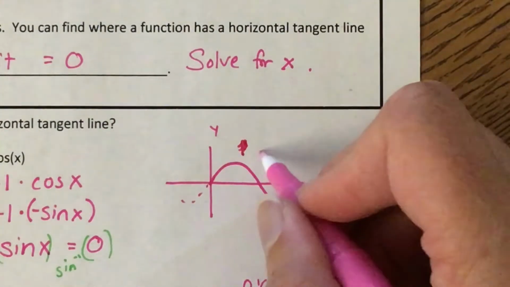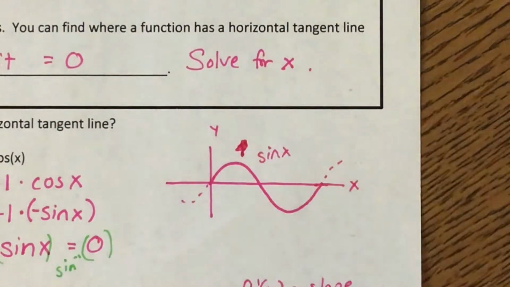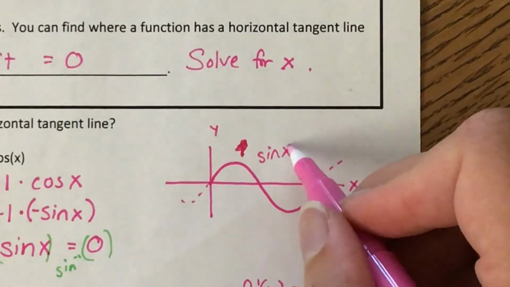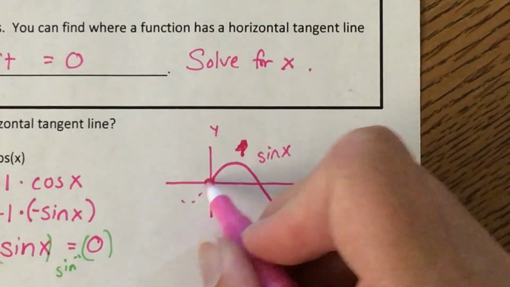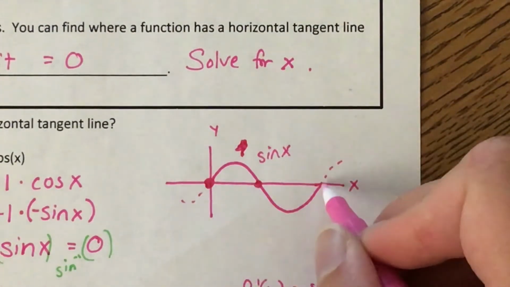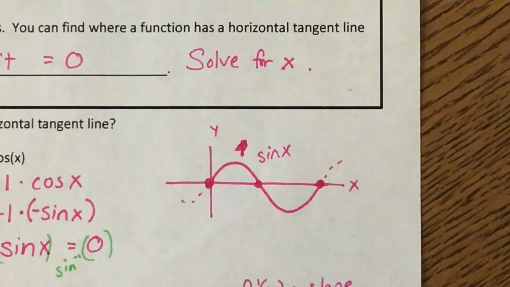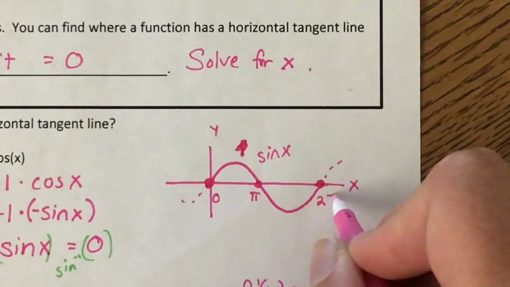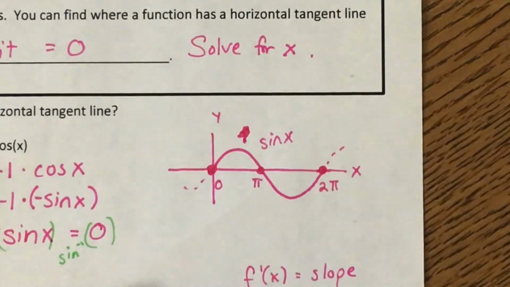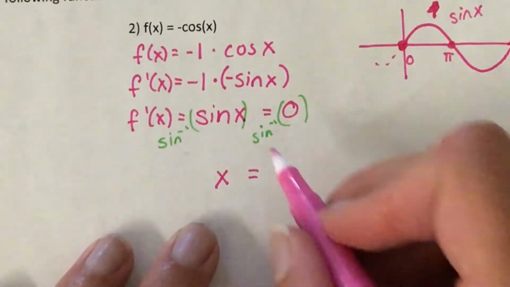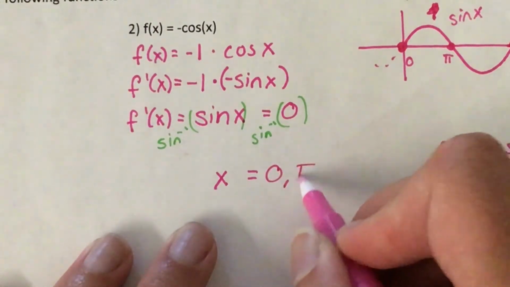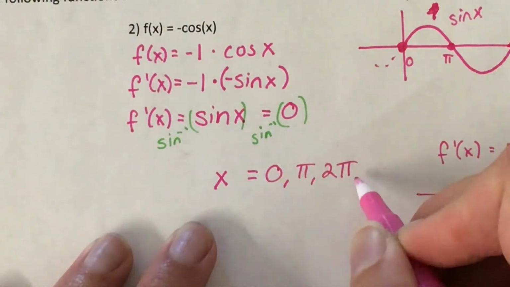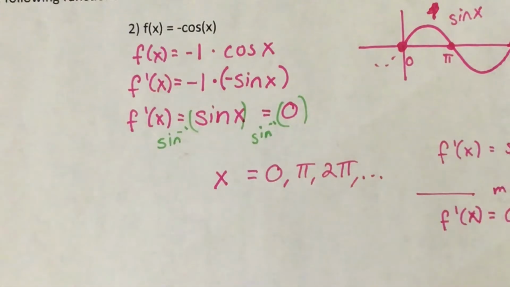That's sine of x. Okay, we want to know, where does this equal 0? So sine of x equals 0 here, and here, and here, and again, over and over. So this happens at 0, at pi, at 2 pi, and so on. So you can write that over here in several ways: 0, pi, 2 pi, and so on.